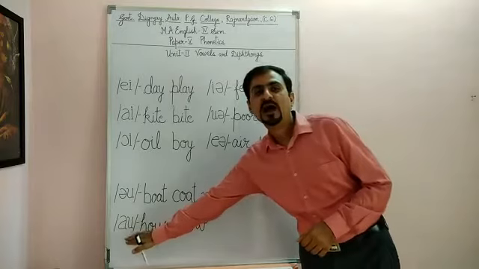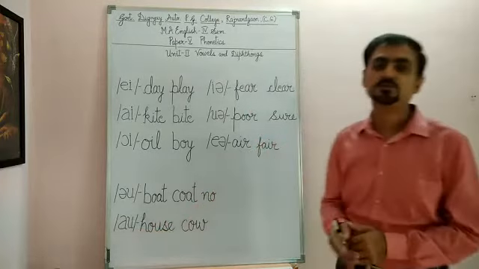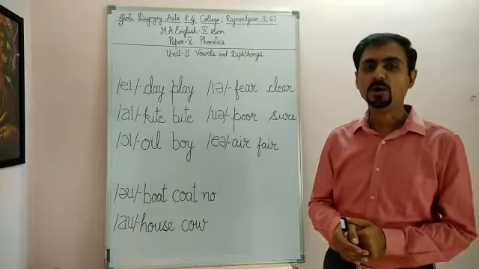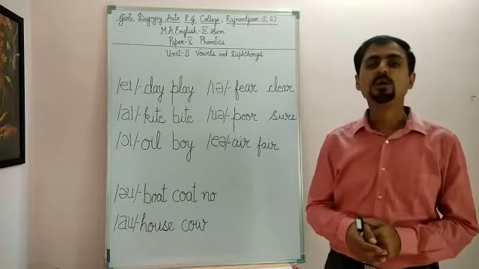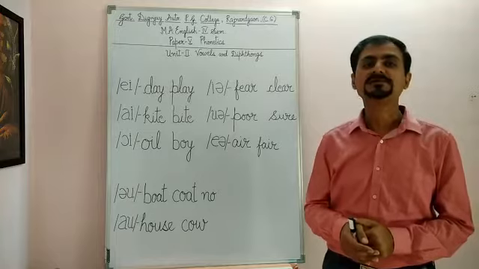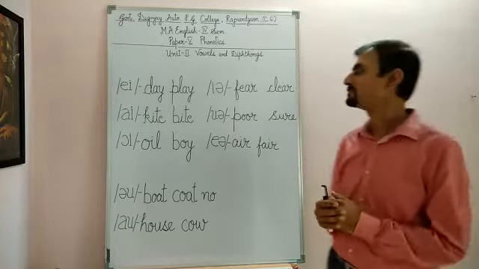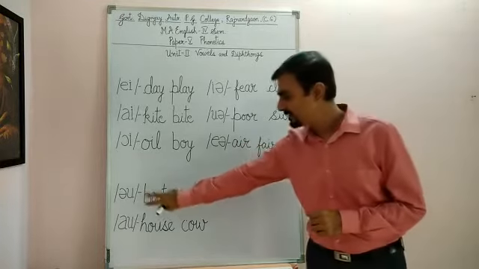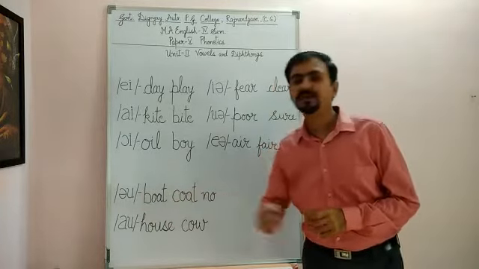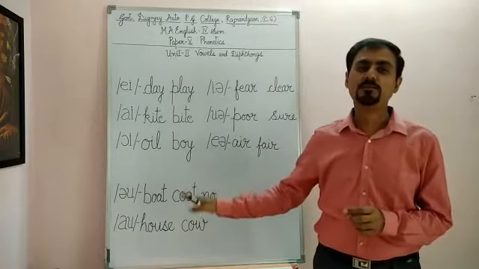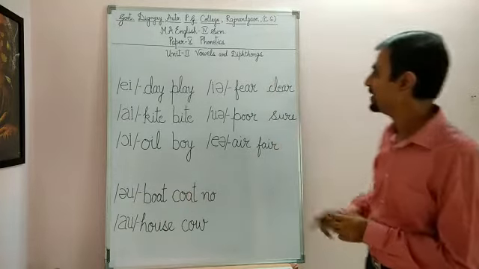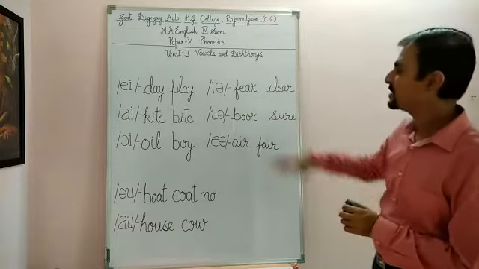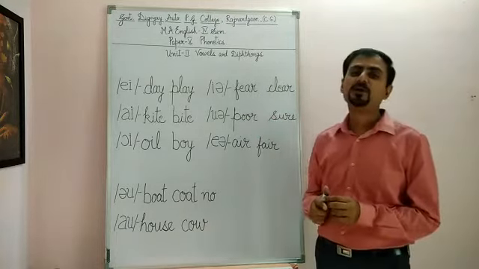Then we have ow. This is rather easy to learn. Ow as in house, ow as in cow, ow as in mouse, ow as in how. These two again have a common element, that is the second element is common in these two sounds. And at the end we have a set of three diphthongs in which again the second element is common.